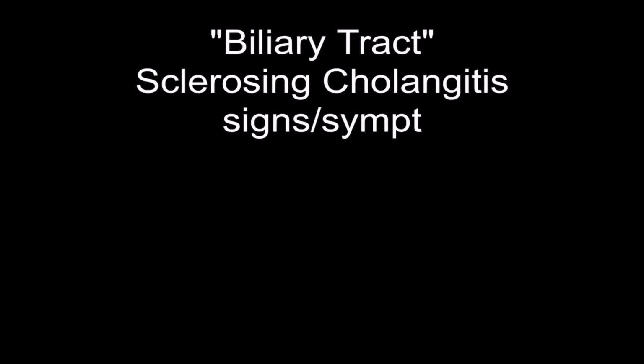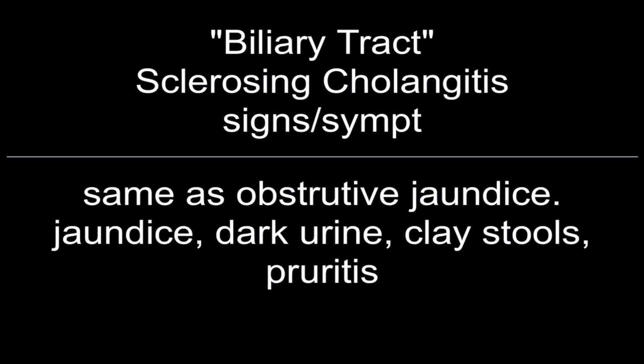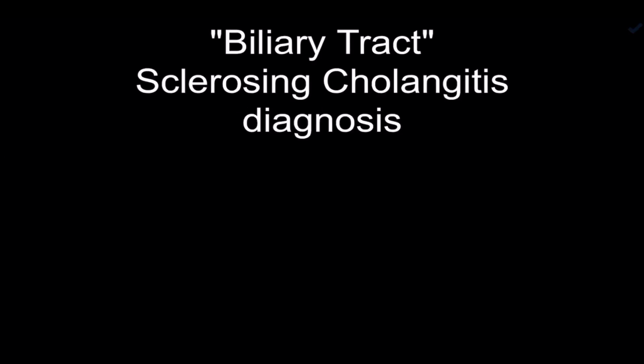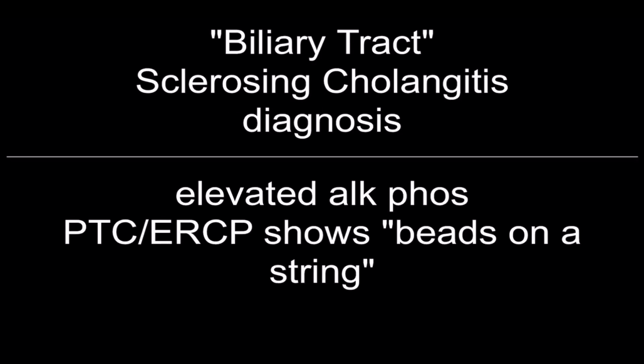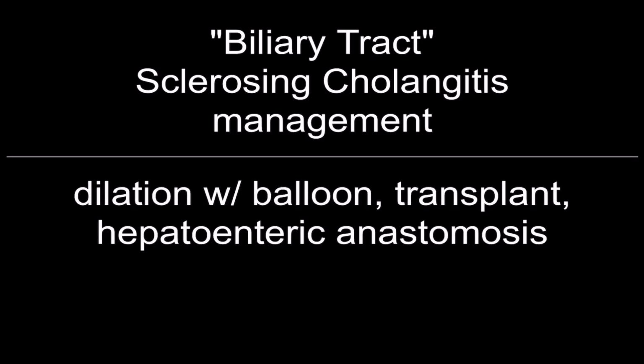Sclerosing cholangitis signs and symptoms. Same as obstructive jaundice, dark urine, clay stools, and pruritus. Sclerosing cholangitis diagnosis. Elevated alk phos, PTC, ERCP shows beads on a string appearance. Sclerosing cholangitis management. You do dilation with balloon, transplant, hepatoenteric anastomosis.